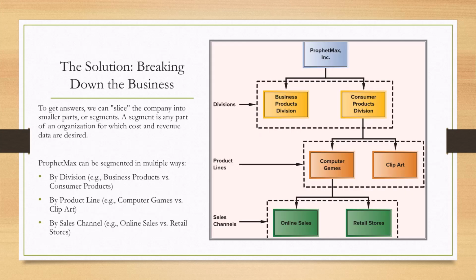The solution to this problem is to break down the business into smaller pieces. To get clear answers, we can slice the company into segments. A segment is simply any part of an organization for which we want to see separate cost and revenue data. ProfitMax, for example, can be segmented in a number of different ways. As you can see from the chart, we can segment by division, such as the business products division versus the consumer products division. We can go a level deeper and segment by product line, like computer games versus clip art. We can even segment by sales channels, such as online sales versus retail stores.